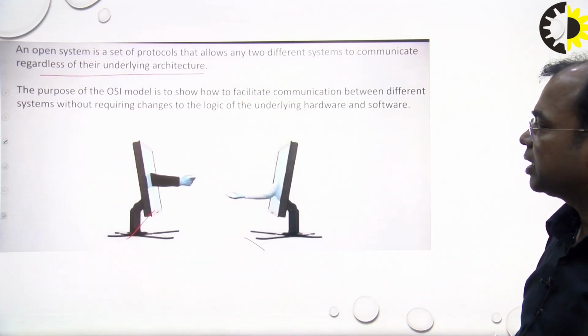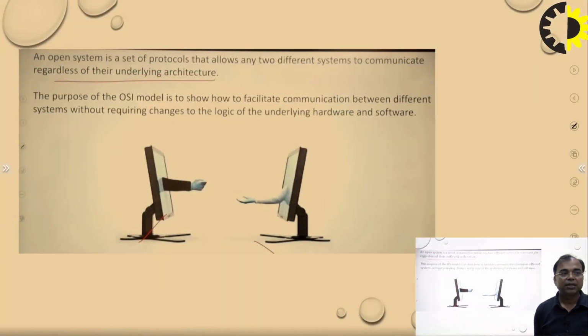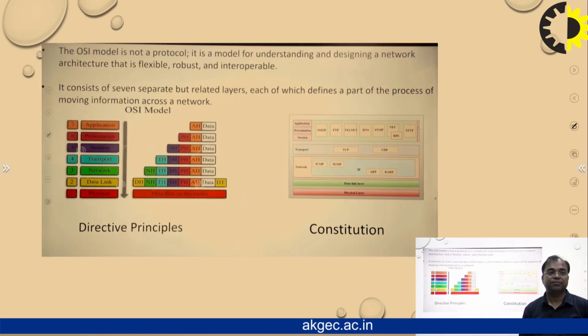The purpose of the OSI model is to show how to facilitate communication between different systems without requiring changes to the logic of the underlying hardware and software. Means without knowing the configuration of the system, what the hardware or the software is, we can communicate with each other. This is possible only with Open System Interconnection, proposed by the International Standard Organization, ISO, to facilitate communication between two different networks.